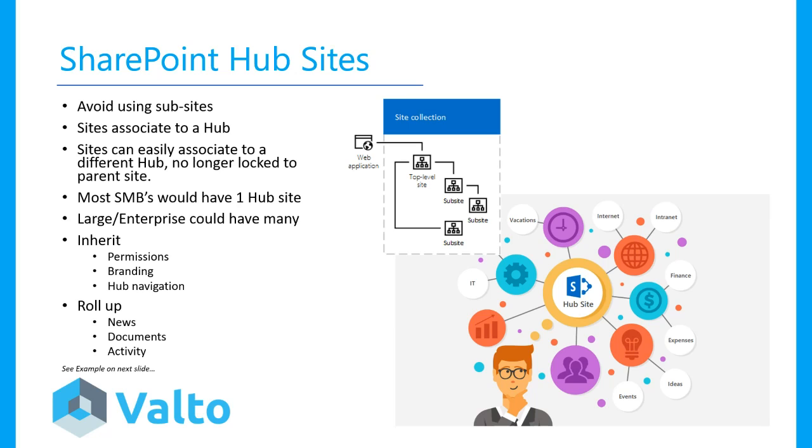Hub sites also provide things like inheritance. For example, you can set all your permissions at your hub site, and then the other sites can inherit from that. You can set your branding, your colors and logos and things like that from your hub site, and the other sites will inherit that as well. You can set your hub navigation, and we'll take a look at hub navigation in a screenshot on the next slide. But essentially, you can provide a single navigational element, which can then be inherited by all of your other teams and SharePoint sites throughout. It provides a nice, consistent navigation throughout your intranet.